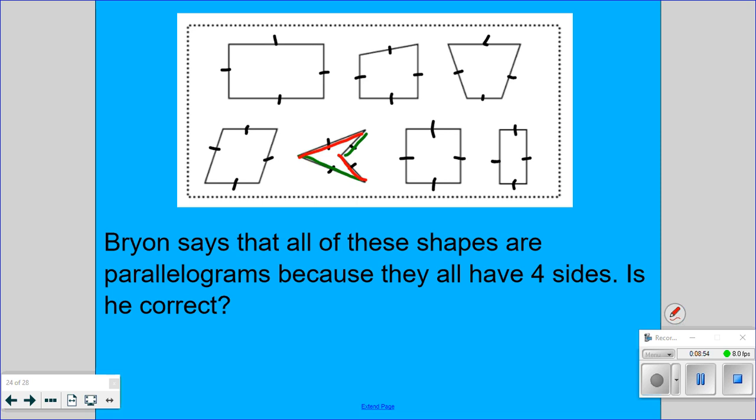So is he correct in saying they are all parallelograms? No. Which one is a parallelogram? Mason already told us this one is definitely not a parallelogram. Which one is a parallelogram? We can put a check mark beside the one that is a parallelogram. Just one. Anyone? Yeah. That is a parallelogram. Very good. Will, come mark another parallelogram.